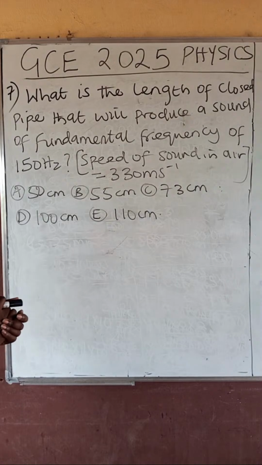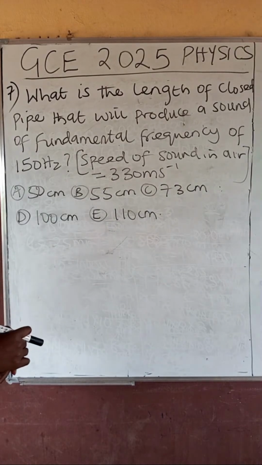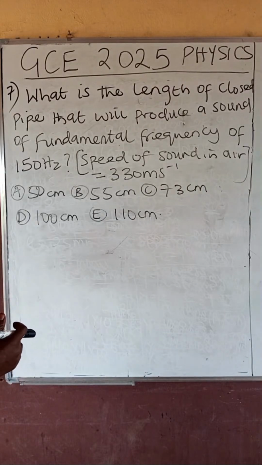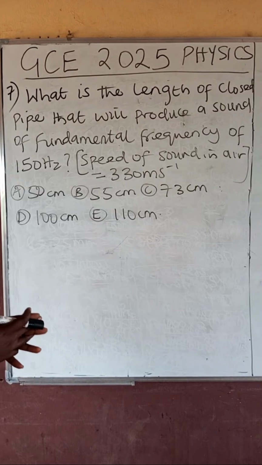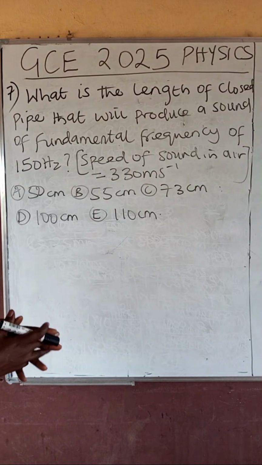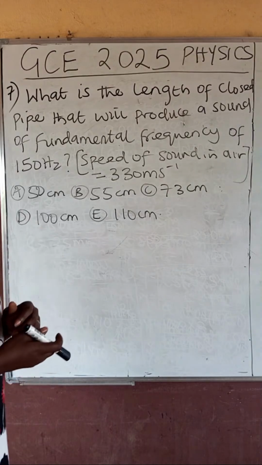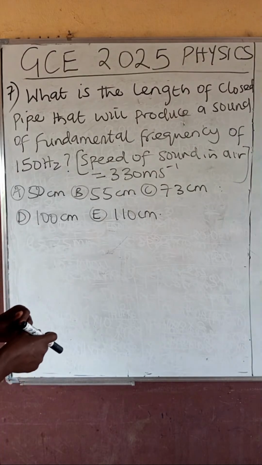So let's look at this example, question 7. What is the length of a closed pipe that will produce a sound of fundamental frequency of 150 Hz, and the speed of sound in air is given as 330 meters per second, right?